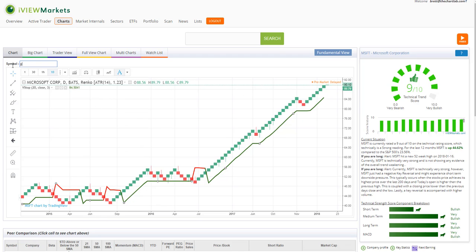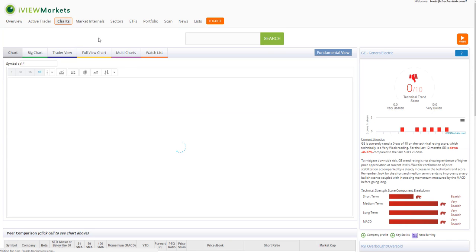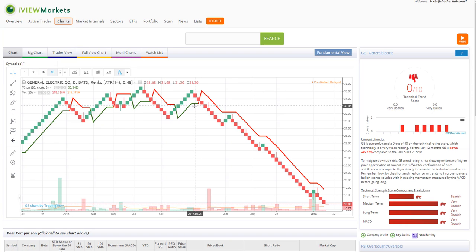Conversely, the same for a sell. So GE broke the red blocks, RENKO, below the green and formed a red line above, and you would have stayed out of this position.